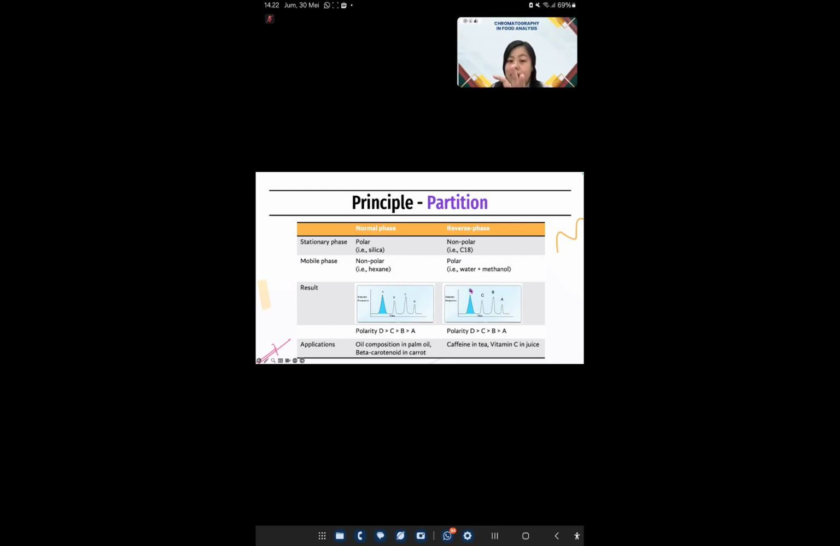You will use this kind of setting when you know that the compound you target is polar, for example caffeine and vitamin C. These are all polar compounds, so you can use this method. Generally, you have to decide first what your target compound is, then study the target compound. If your target compound is polar, then you can use the reverse phase. If your target compound is non-polar, then you can use the normal phase, right?